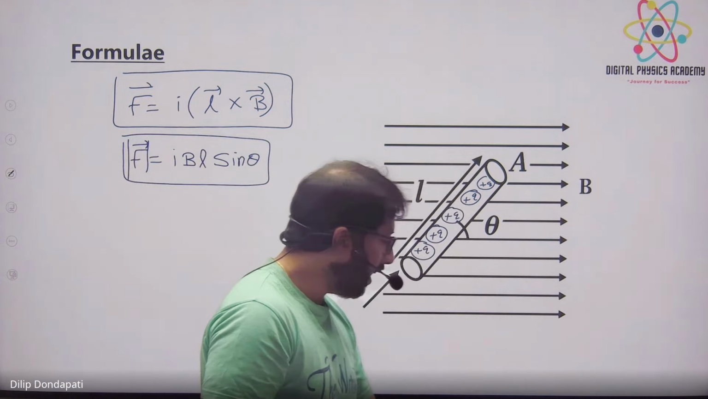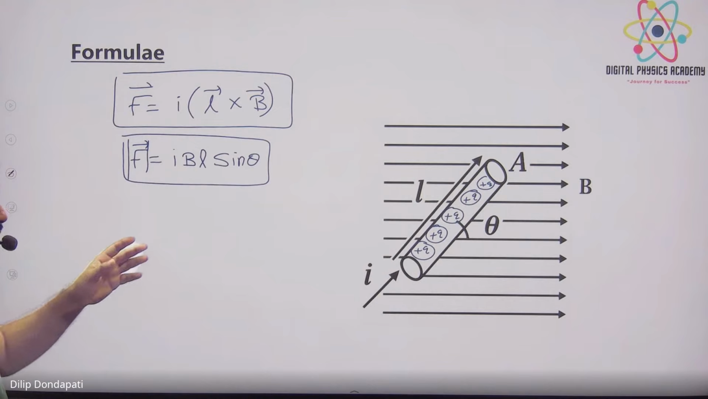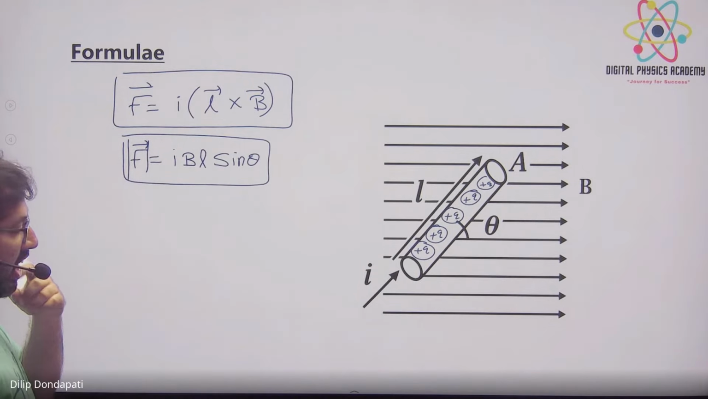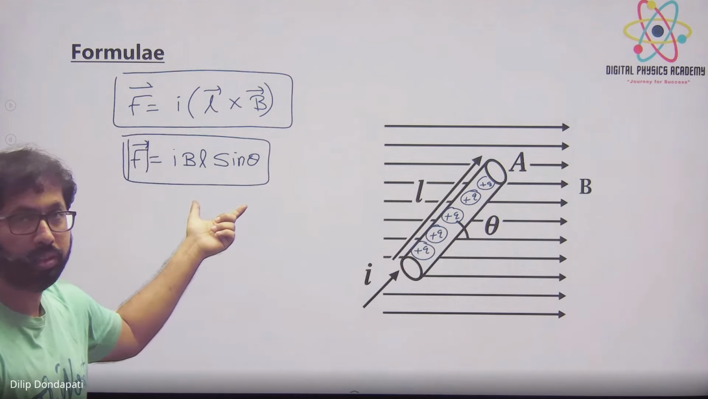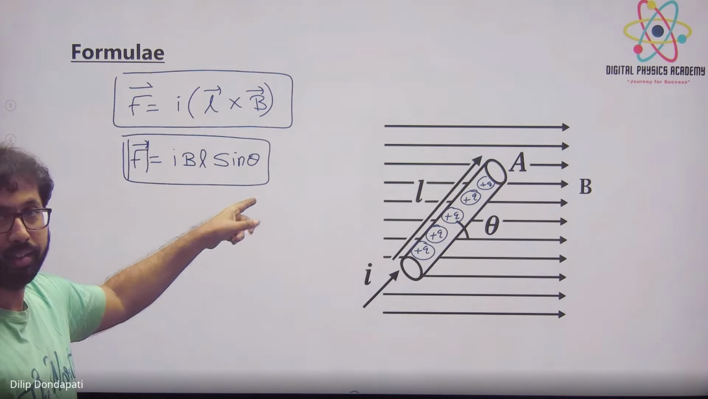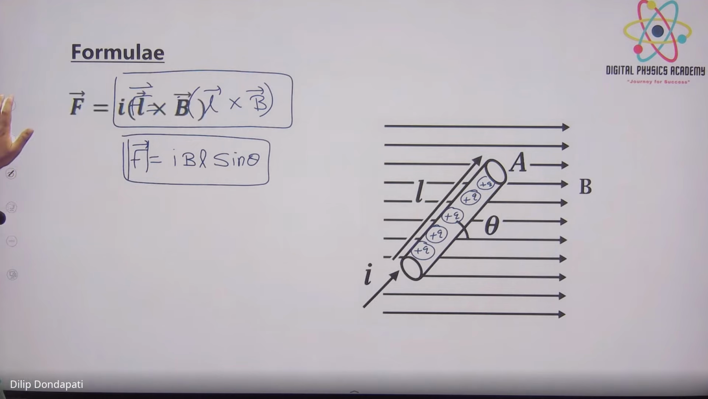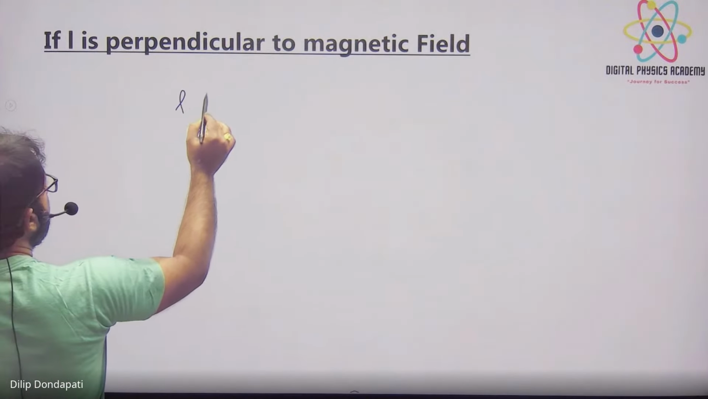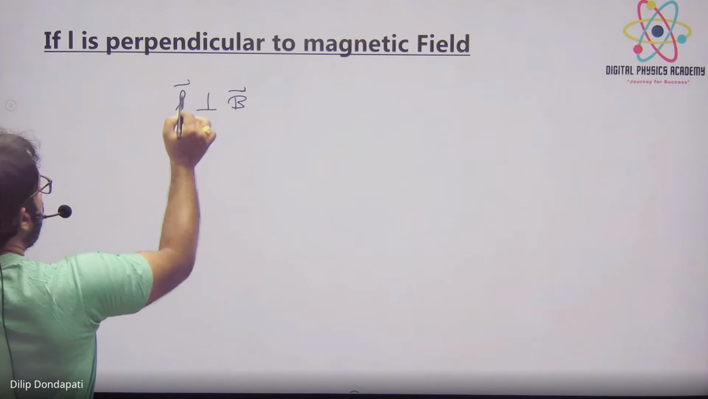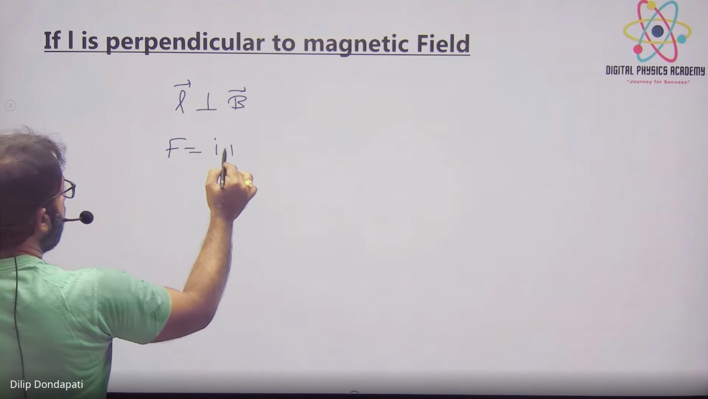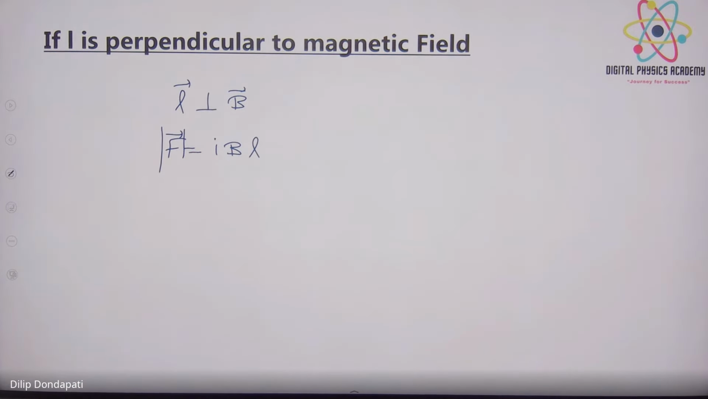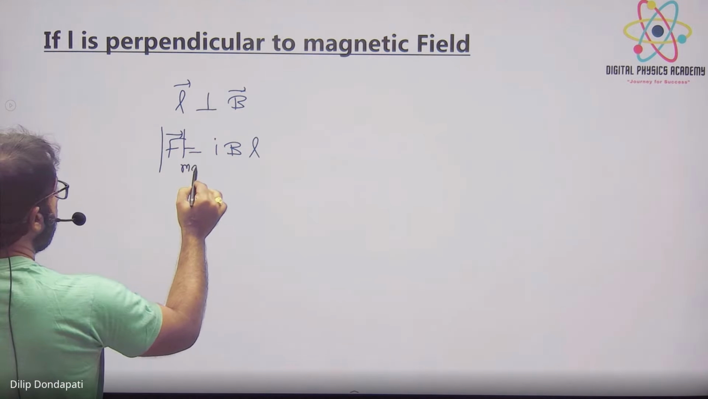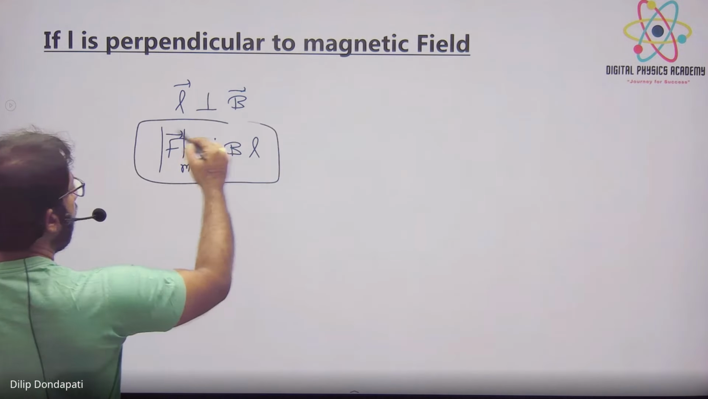And for direction we will use the right hand palm rule only. And if length and B are perpendicular, what is the maximum force acting? IBL, since sin 90 is 1, right? Okay, now look, write down perpendicular. This was important. If L is perpendicular to the magnetic field, the force will be IBL. And this is the maximum force acting, F max, IBL.